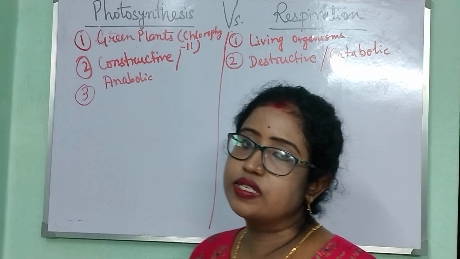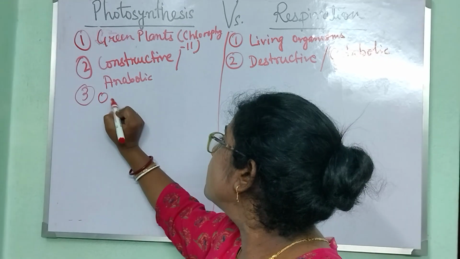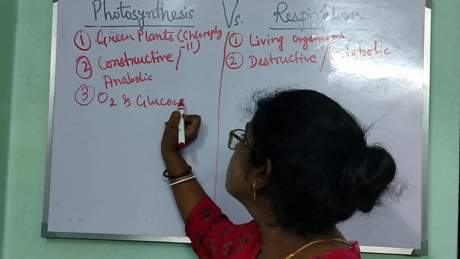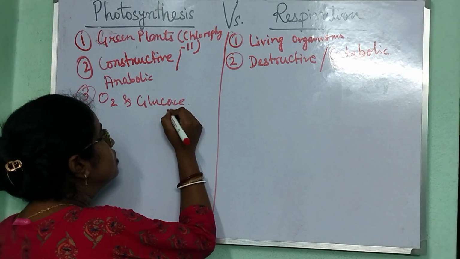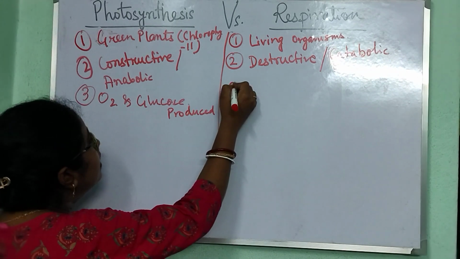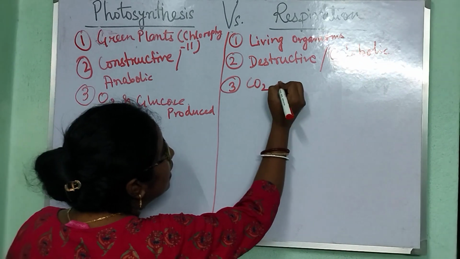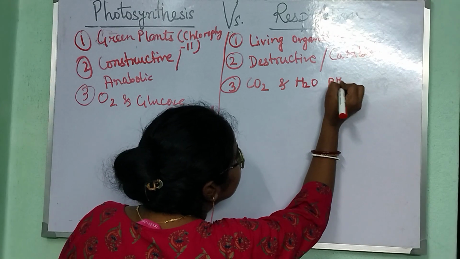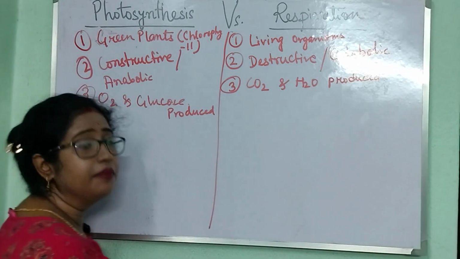Thirdly, in photosynthesis, oxygen and glucose are produced, whereas in respiration, carbon dioxide and water are produced along with some energy.